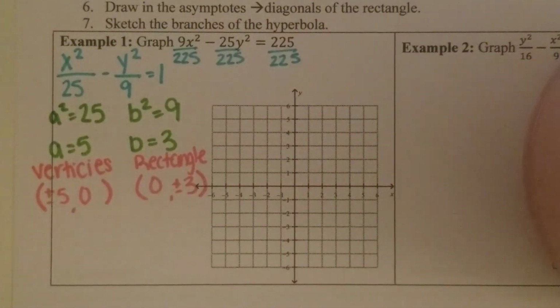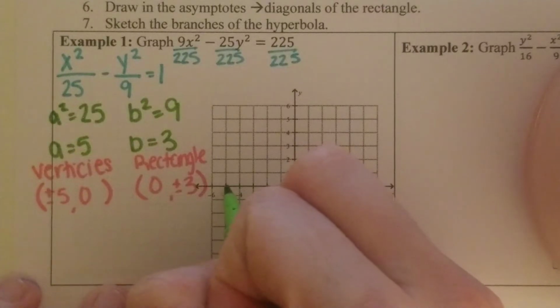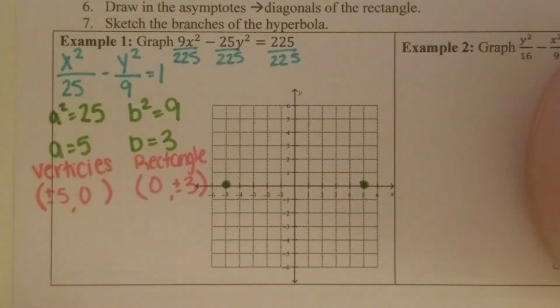So we are going to plot these points on the graph. We're first going to start by plotting our vertices. So for this, we're going to put a dot on the x-axis at +5 and -5. So those are our vertices.